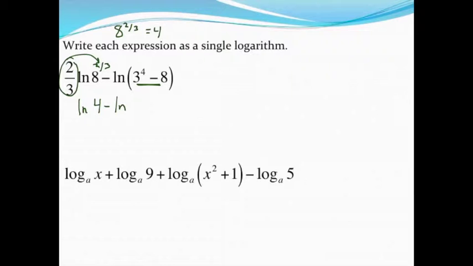3 to the 4th is 81. 81 minus 8 is, I'm sorry, 73. So I've got these two natural logs being subtracted. Well, as we've talked about, we can condense any logarithm problem that's subtracting into a division problem. So this becomes natural log of 4 divided by 73 when I condense.